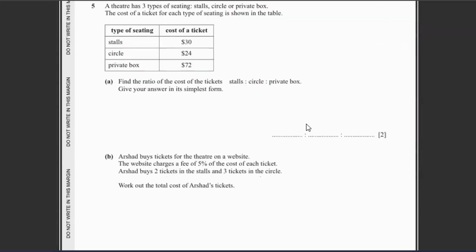Next, a theater has 3 types of seating: stall, circle, or private box, and the cost is given in the table. Find the ratio of the cost of the tickets, stalls to circle to private box. So we know that we can divide these numbers by 6. So this gives you 5 is to 4 is to 12, and we cannot divide it further. So the answer is 5 is to 4 is to 12.